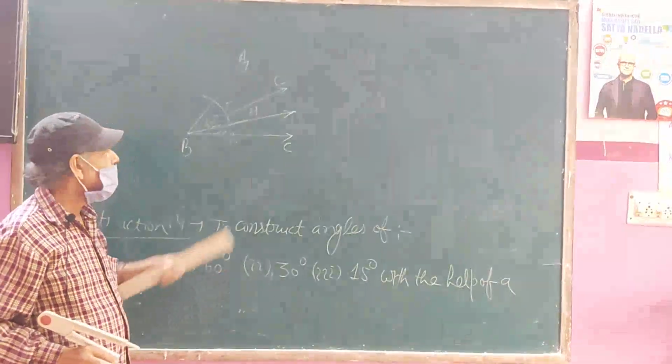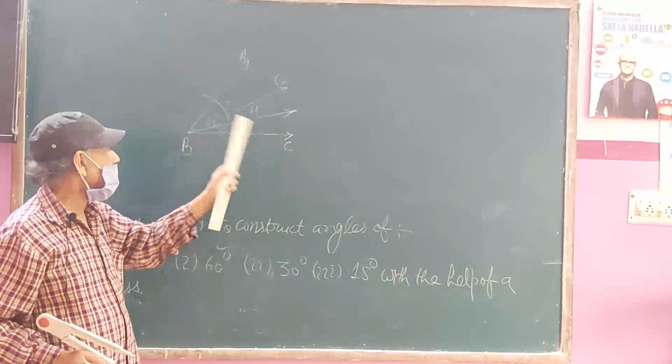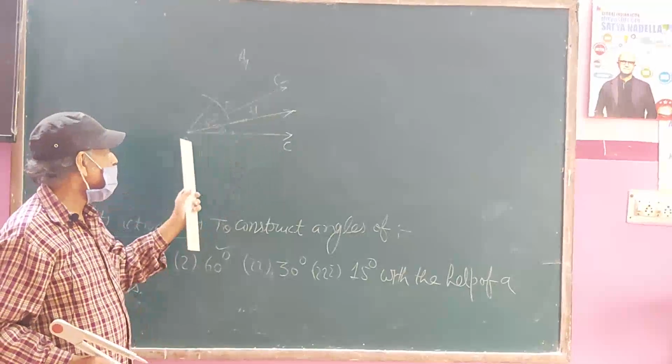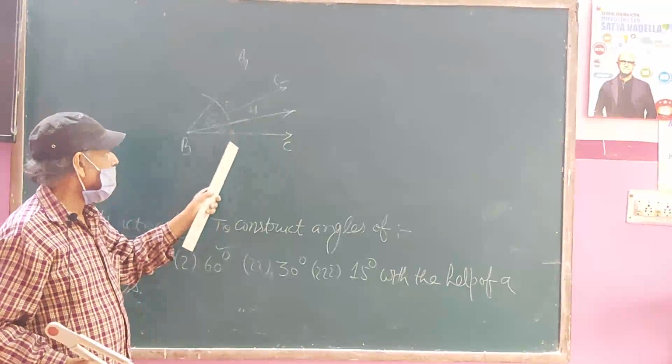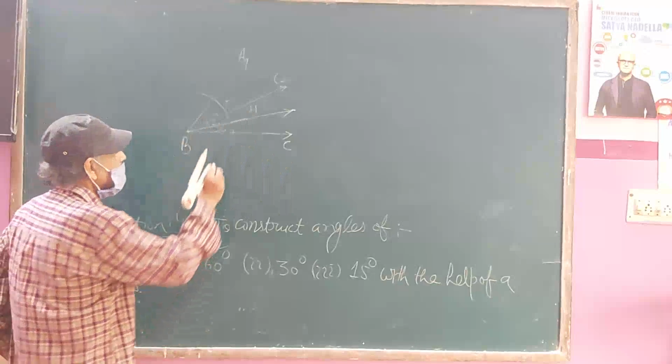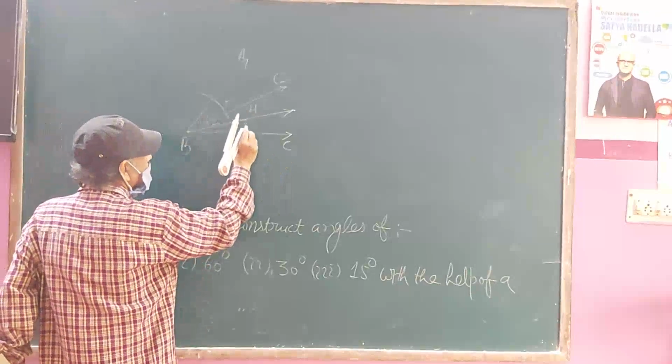Again, angle ABC is 60 degree. Angle GBC is 30 degree. Angle HBC is 15 degree. You can in this way complete your construction.